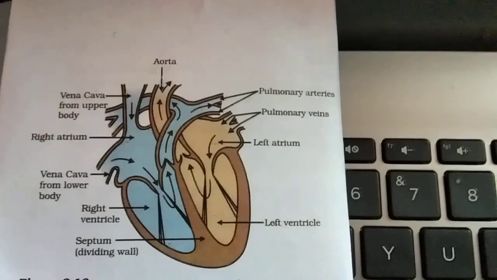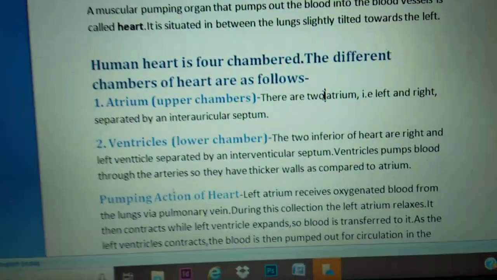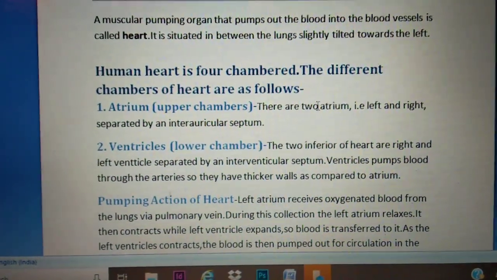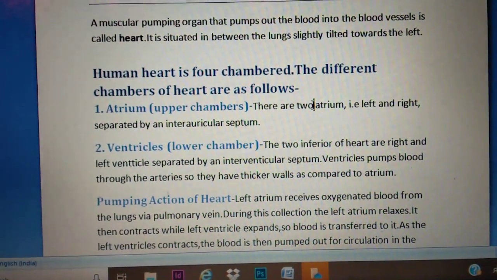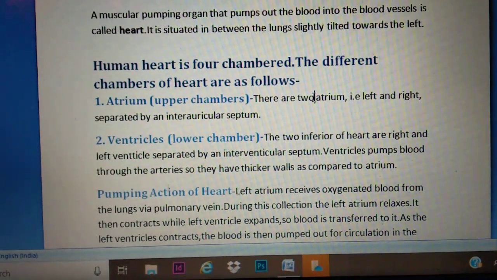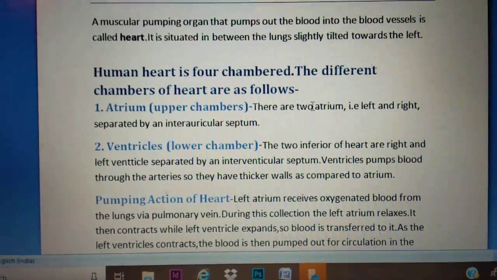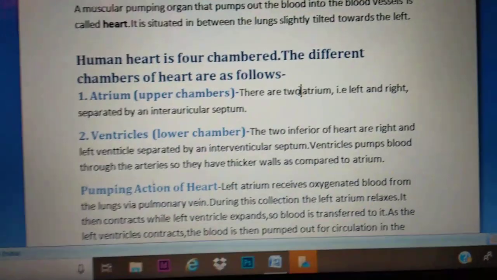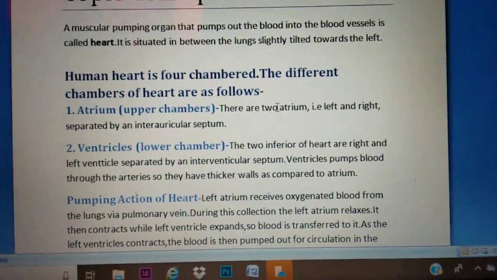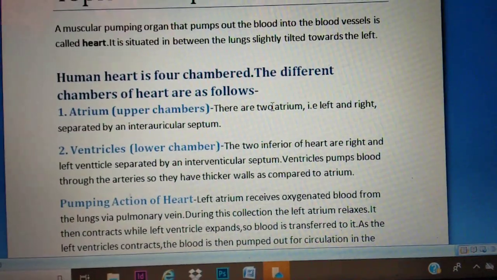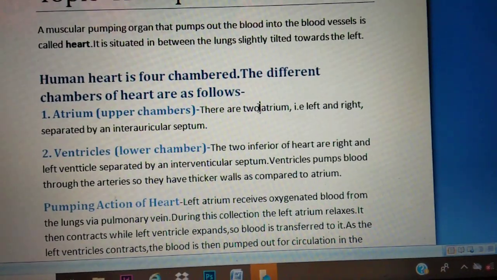Now I'm going to tell you one by one about the atrium and the ventricles. Now there are two atriums. First I am going to tell you about the atrium. There are two atrium, that is left and right, and they are separated by an interauricular septum. Now what is a septum? Septum is a valve which opens when it is required and it closes when the time is set. Yes, it has to be closed. Then ventricles also, there are again two ventricles, that is the left and right ventricles, and in the ventricles also there is a septum which is known as the interventricular septum.